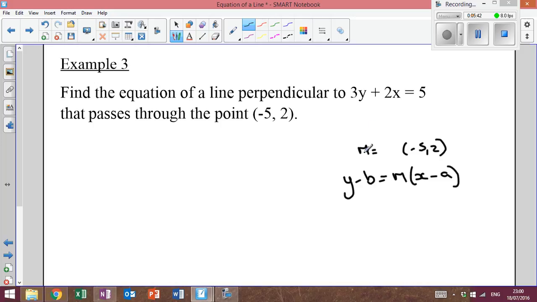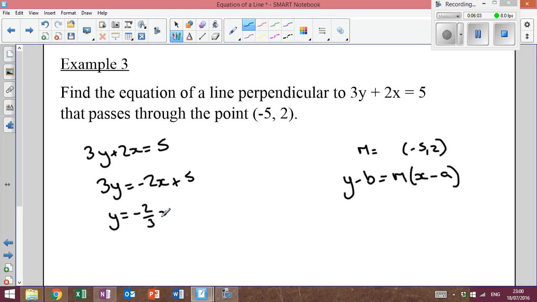Okay, so here's the trick. I need to figure out the gradient. Well, if I've got the line 3y plus 2x is equal to 5, I can rearrange that so that it's y equals. So I know the gradient of that line. So 3y, subtract 2x from both sides, is going to be minus 2x plus 5. Divide everything by 3. There's the equation of that line there. So the gradient of that equation is negative 2/3.